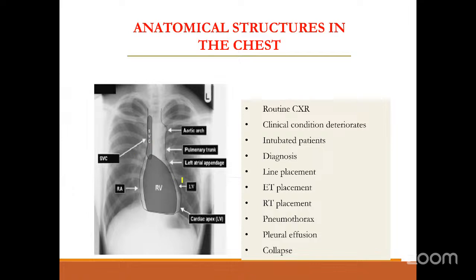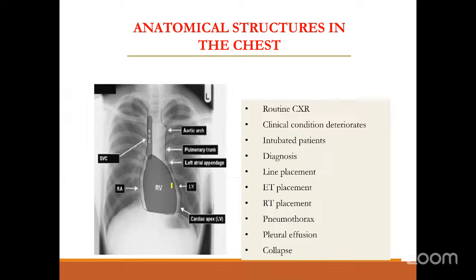This diagram here depicts a rough understanding of the anatomy and what structures are seen. Basically, we see lungs on either side, which are usually black to gray. And in the middle of both the lungs, we have a shadow, which is white in color, which comprises the heart and the mediastinum.